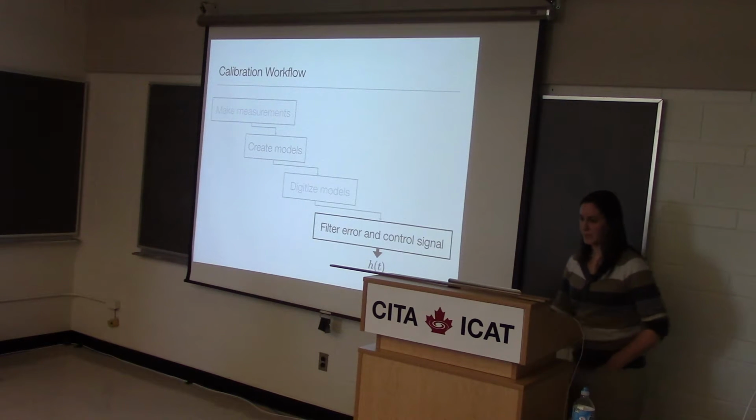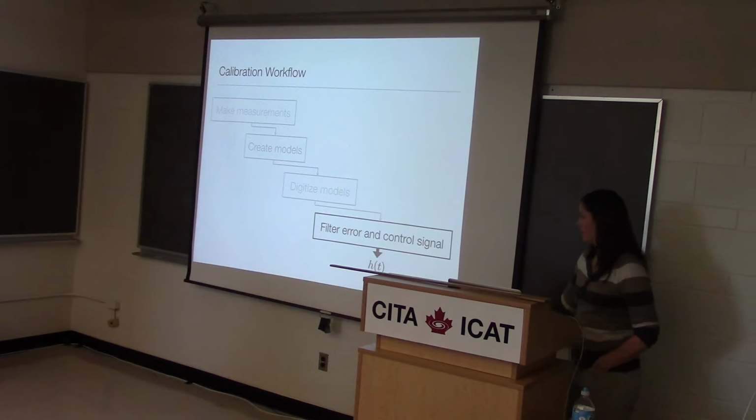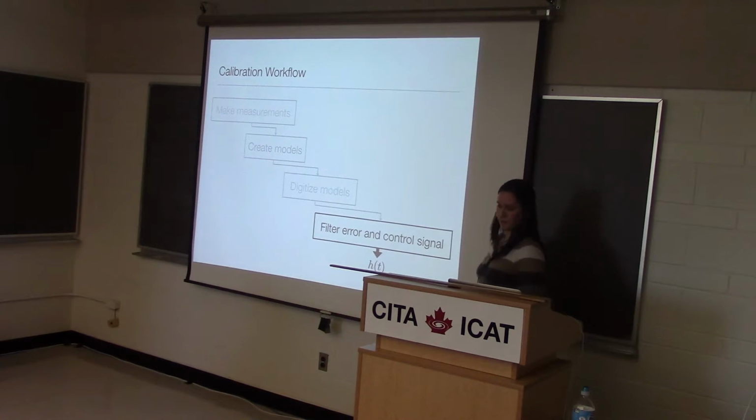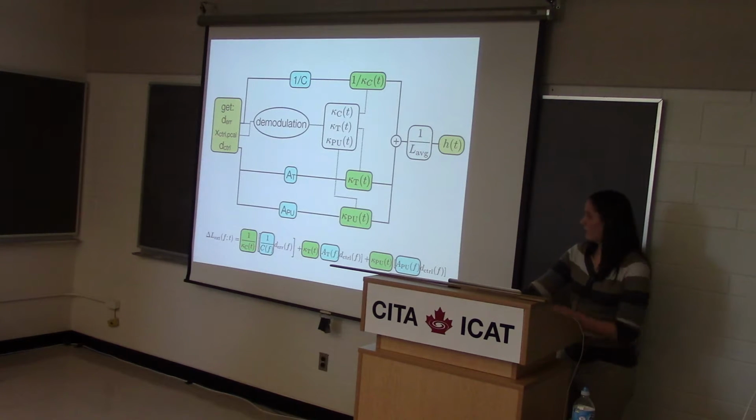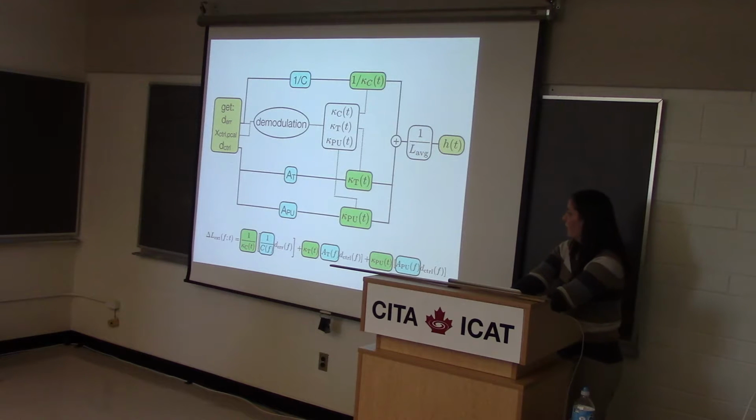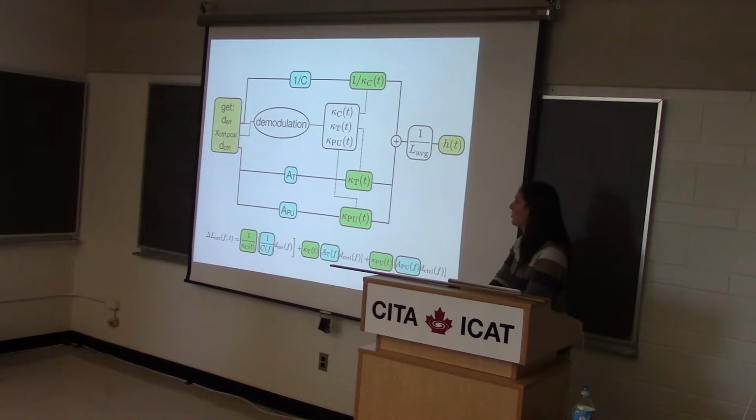And then finally, what I'll spend the rest of the time touching on is how do we actually do this? What pipelines do we have in place? What procedures do we have in place to filter the error and control signals? So here's just a generic look at what the workflow would have to look like for a calibration pipeline.